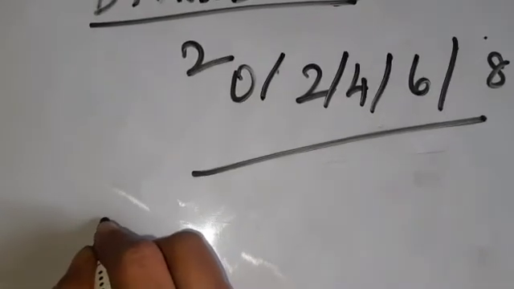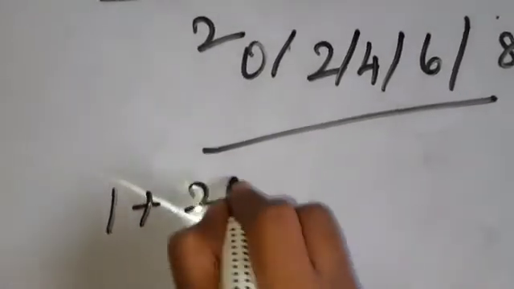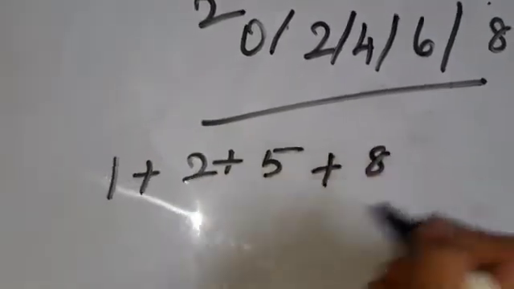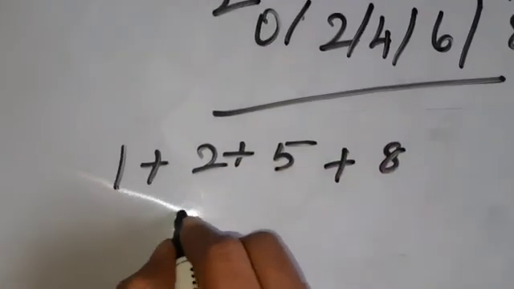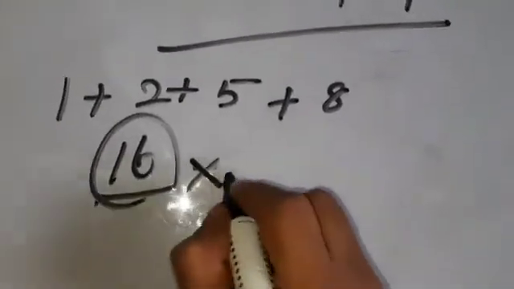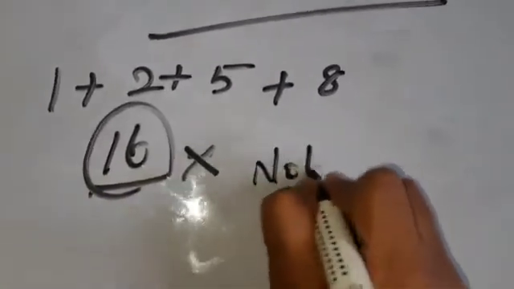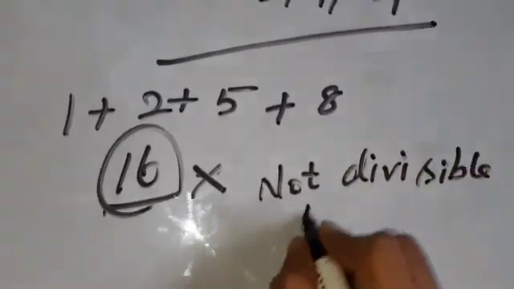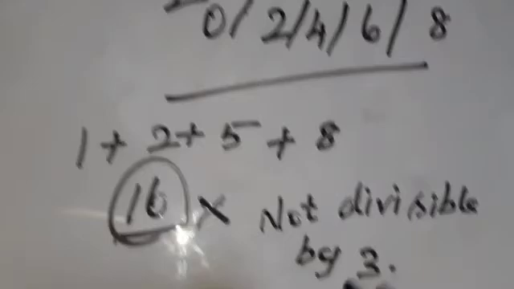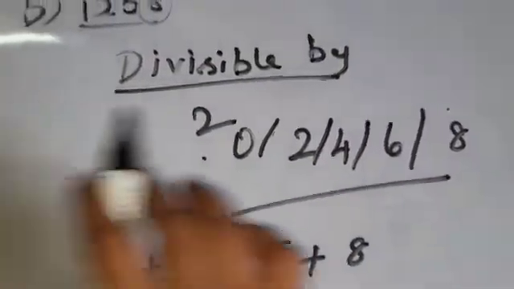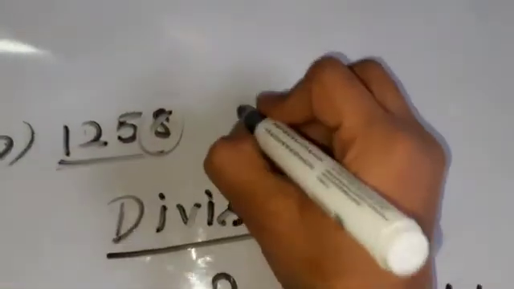So what we have to do first? We have to add the given digits. 1 plus 2 plus 5 plus 8, which gives 16. It is not a multiple of 3. So it is not divisible by 3. If it is not divisible by 2 or 3, then it is not divisible by 6.